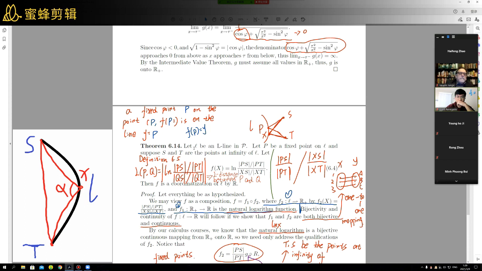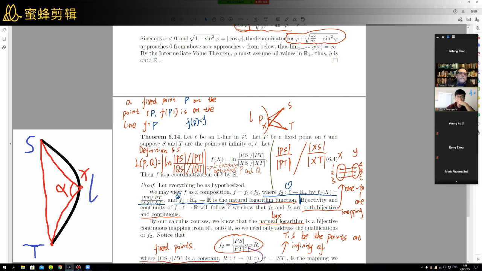Let L be an L-line in the hyperbolic plane we mentioned in the previous theorem. Let P be a fixed point on L. By the basic meaning of a fixed point, f(P) is on the line y equal to P, which means f(P) equals y, or P equals f(P). It's just a straight line like y equals x.